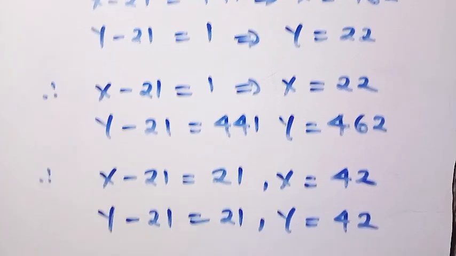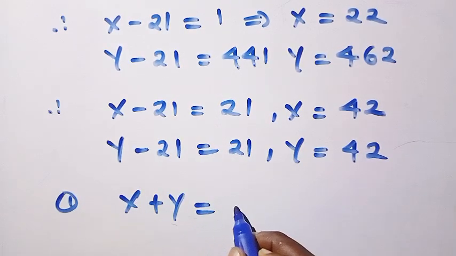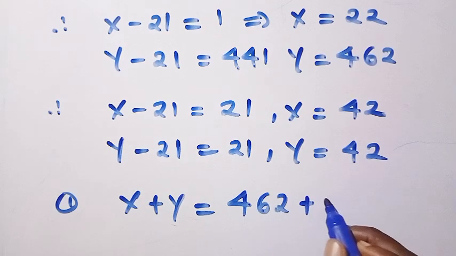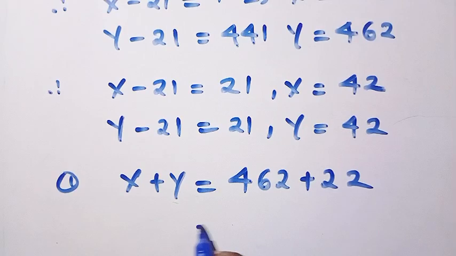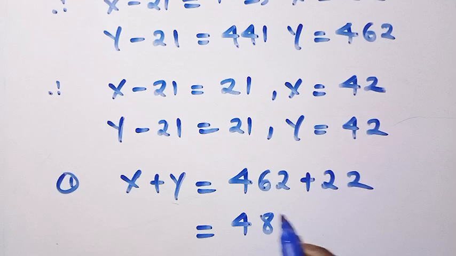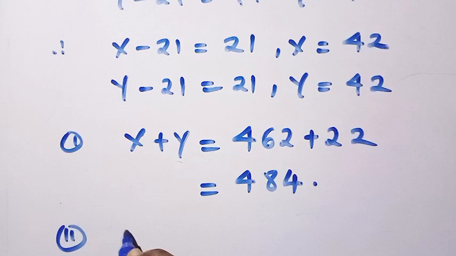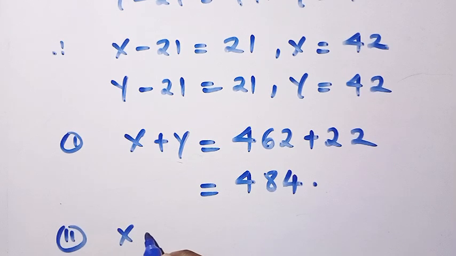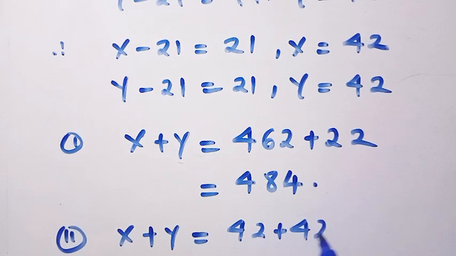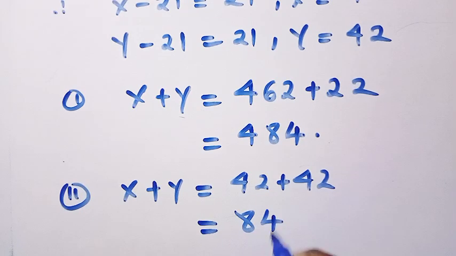So for the first one, given x as 462 plus y as 22, adding 462 plus 22, we are going to have 484. Similarly with the second one. And for x equals 42 and y equals 42, x plus y gives us 42 plus 42, and adding 42 plus 42, we get 84.